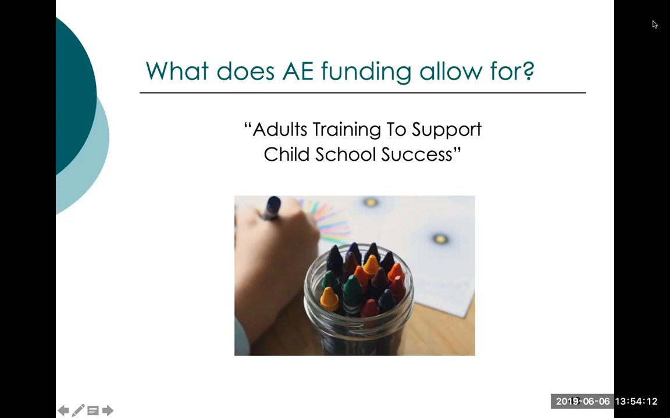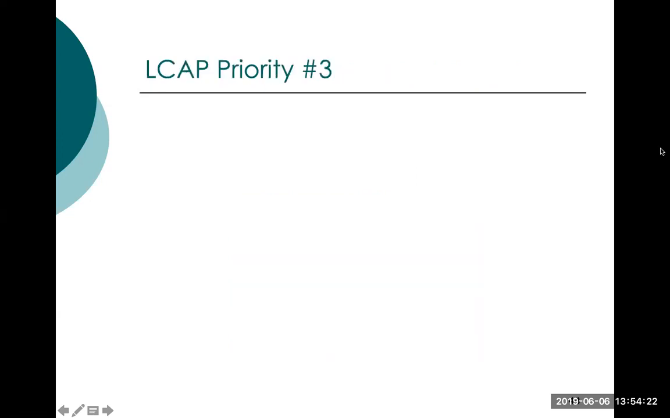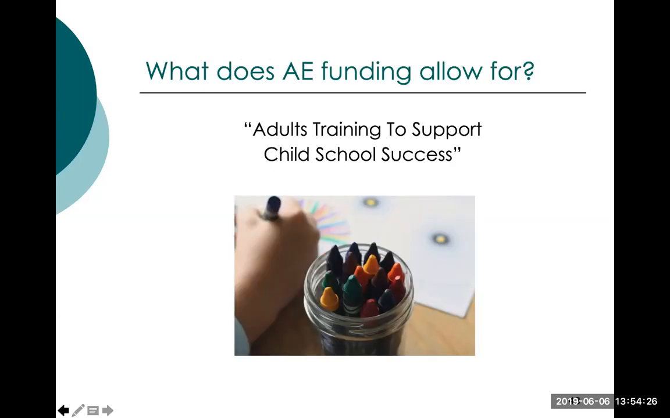So in terms of adult ed funding, as we all know and love, the language, as we referenced earlier, says it allows for adult training to support child school success. And so, as was implied, it's implying kids that are in the K-12 system. So that in itself is a challenge. And I said this earlier, hopefully there's some room for improvement on that category.